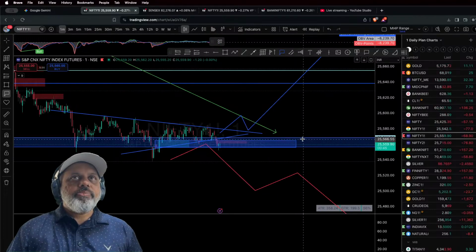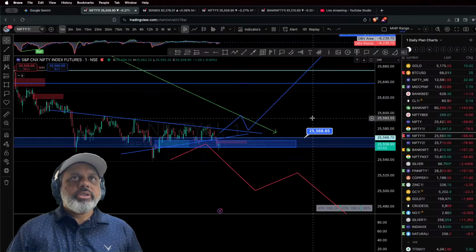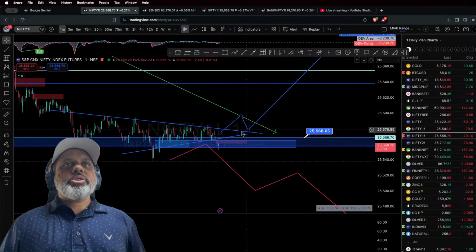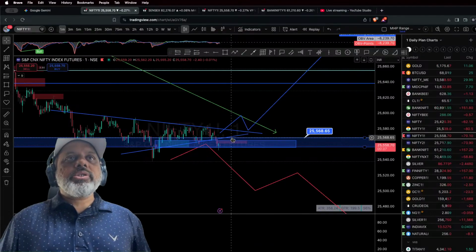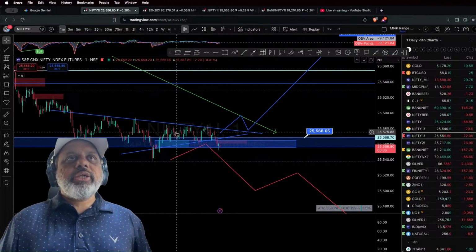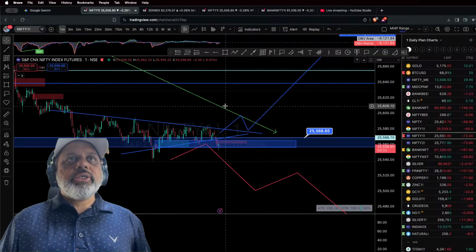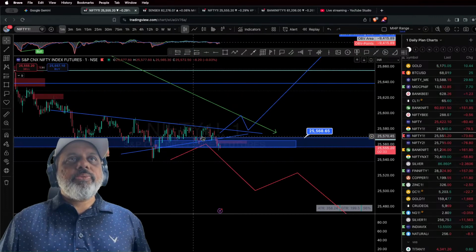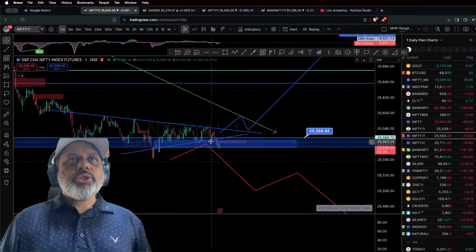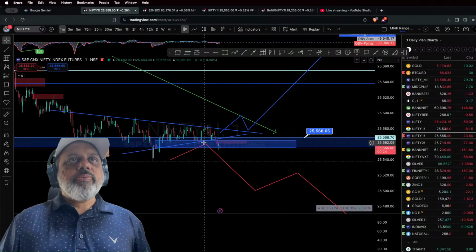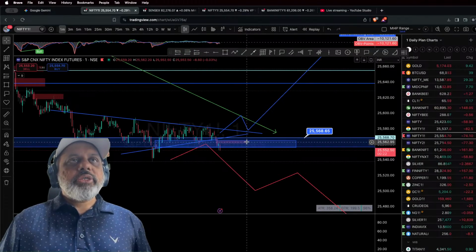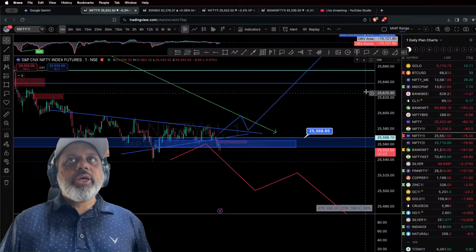So anything above this line is a clear definition of a sweep happening, but it has to sustain. So it did go above this line of 25,568 and has dipped back in to test those sweep levels again. So let's see what happens. Now, what you're seeing here is a formation on the 1 minute, a formation of a fair value gap on the negative side, and the price is falling from there.